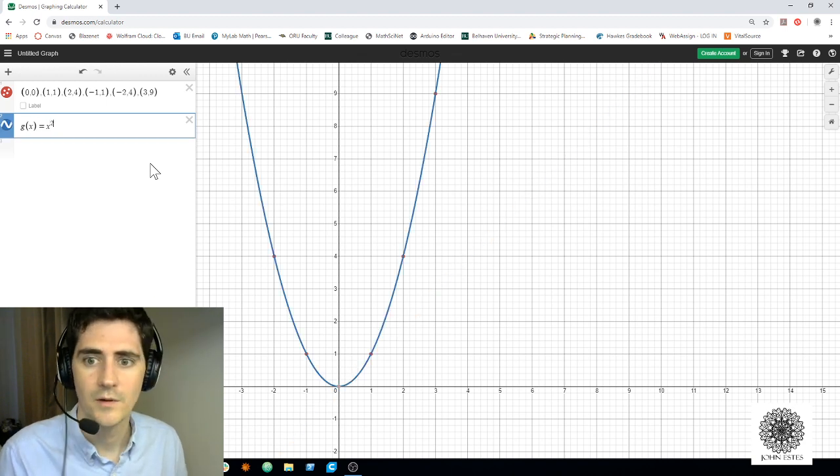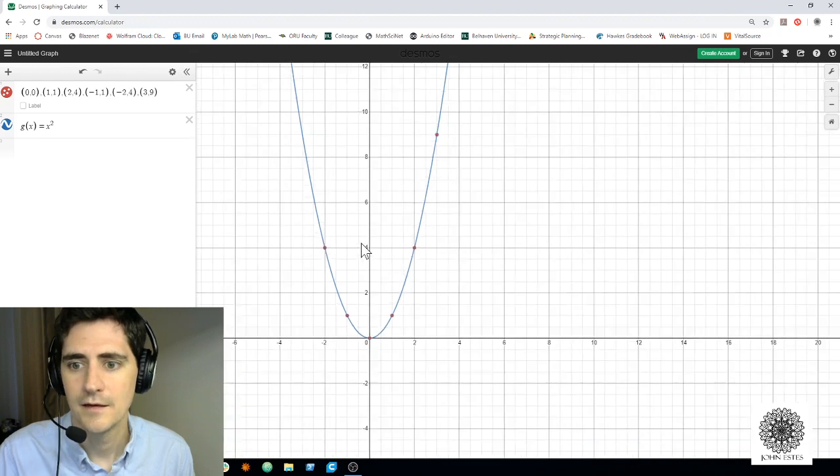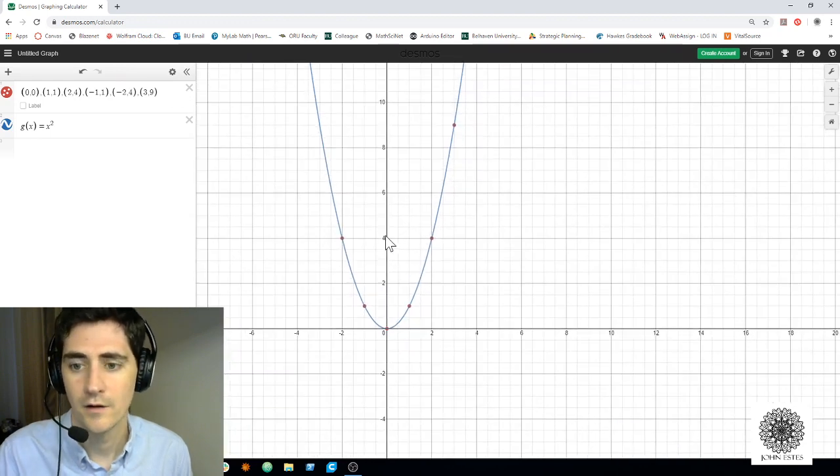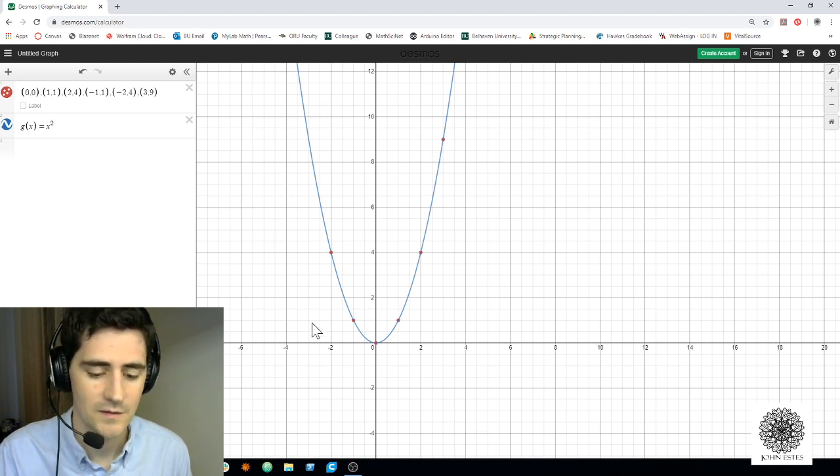Okay, so notice I get this weird shape if I just type in g of x equals x squared. There it is. There's my graph. And in general, quadratic functions are going to graph like this shape. And this shape is called a parabola.